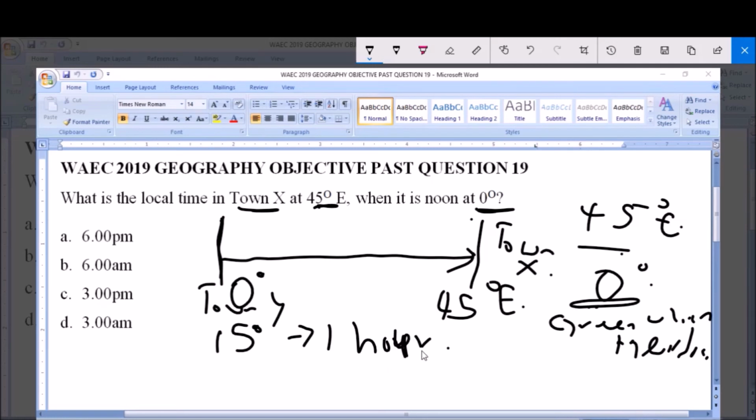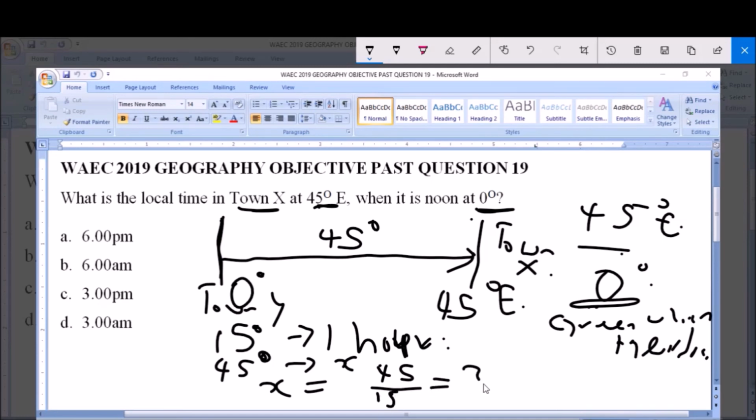Now, of course, you have 45 degrees between this town, which is 0 degrees longitude, and this town X, which is 45 degrees east. So in order to find this, we are looking for how many hours difference 45 degrees stands for. So the hours difference will be 45 divided by 15, and then the hours difference is 3 hours.